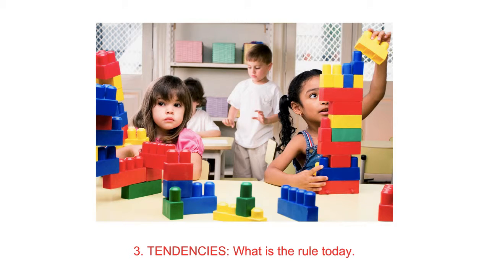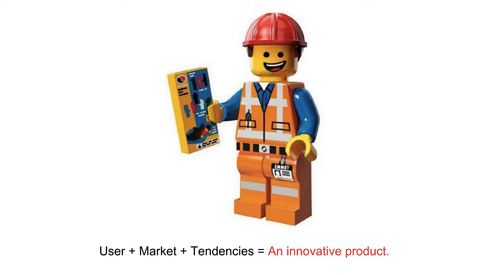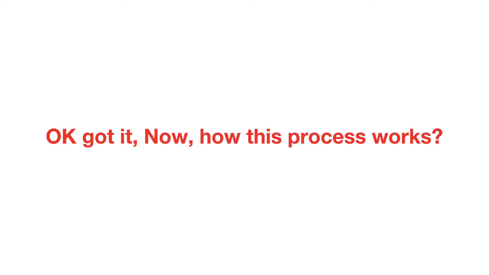And third, the tendencies. What people want today, what people want to see in the cinema, what people want to drive. All the things that you see in the street are part of how design is moving around the world, and this is very important because people want the things that they see in other people. When you analyze the user, the market, and the tendencies, you can create an innovative product. One example is Lego. That is a beautiful product.